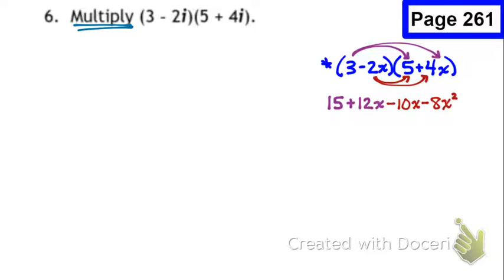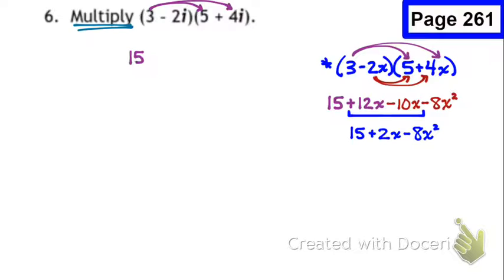Is there anything that I can combine together? Yep, positive 12x, negative 10x, 2x. That's as much as I can do with x's, right? Let's go do that exact same thing with my complex numbers. Tell me where to start. Double distribute. So I'm going to distribute the 3. What would that give me?